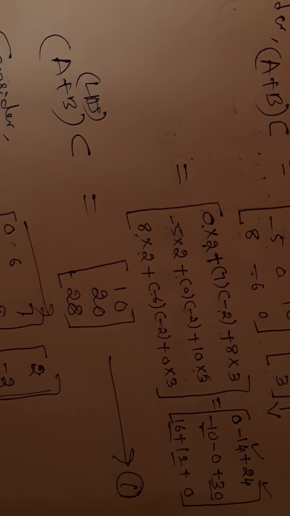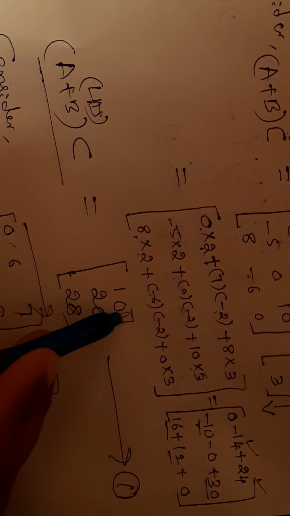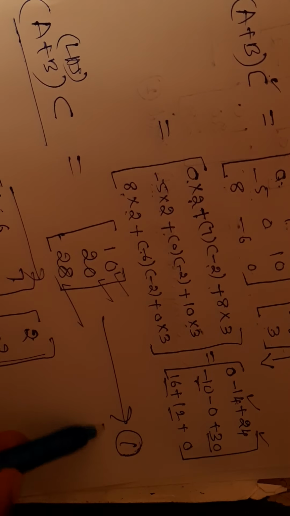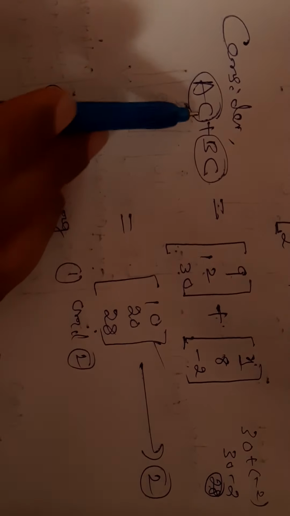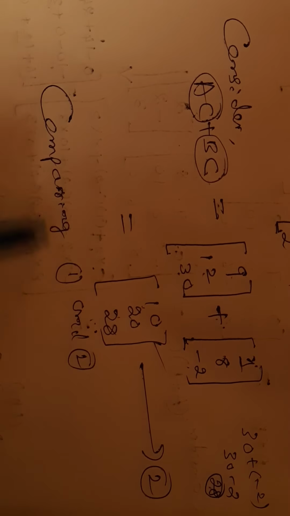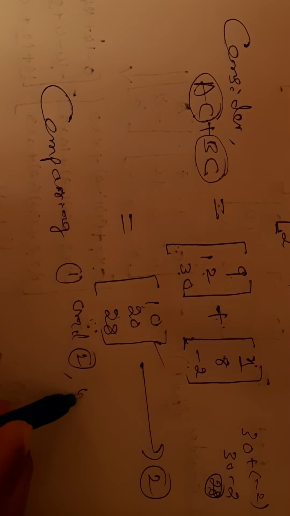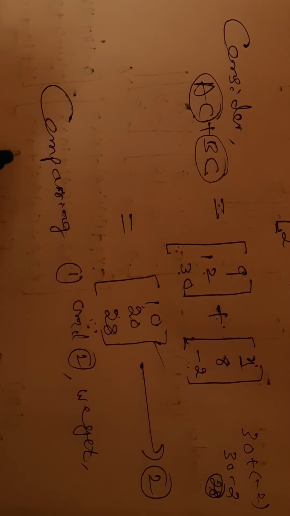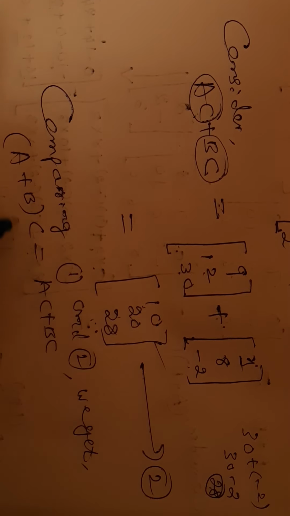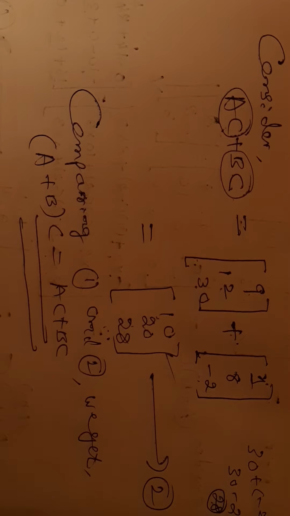What was our LHS? A plus B into C, this is 10, 20, 28. This is our equation 1. Then our RHS, that is AC plus BC, is equal to 10, 20, 28. So comparing 1 and 2, we get the desired result: A plus B into C is equal to AC plus BC. So this is a problem for a 5 marks question.